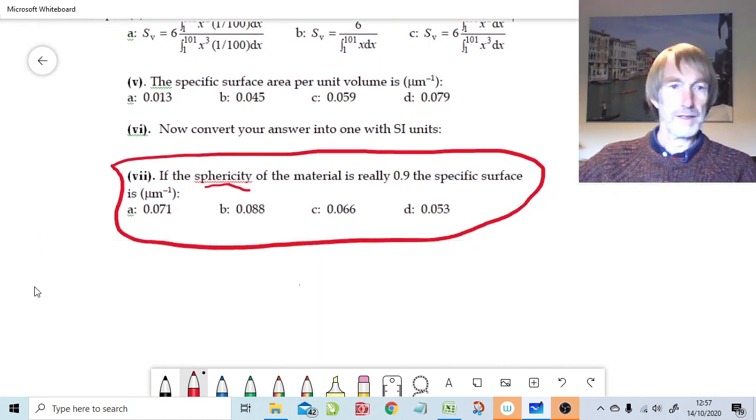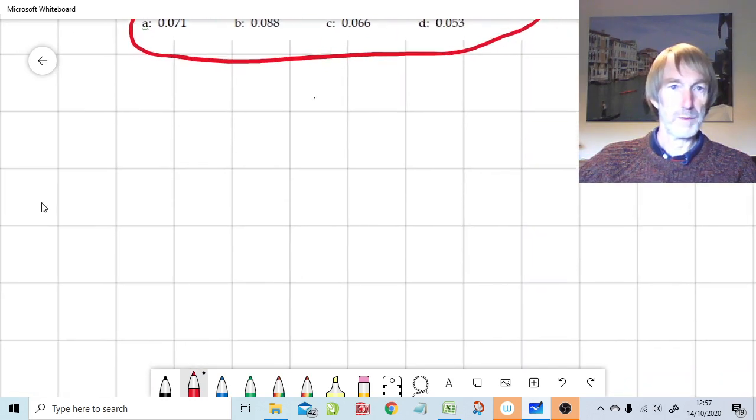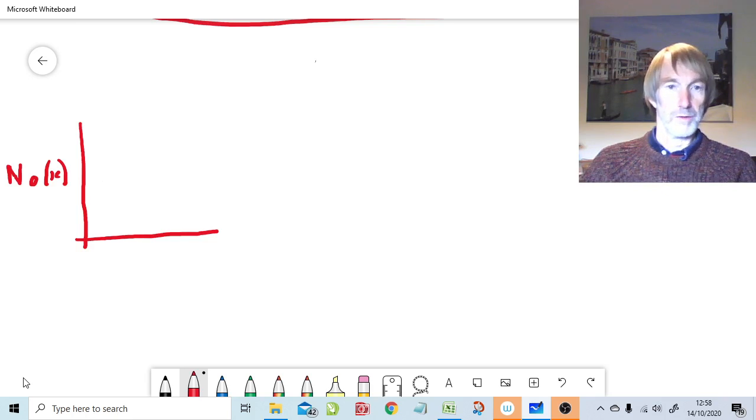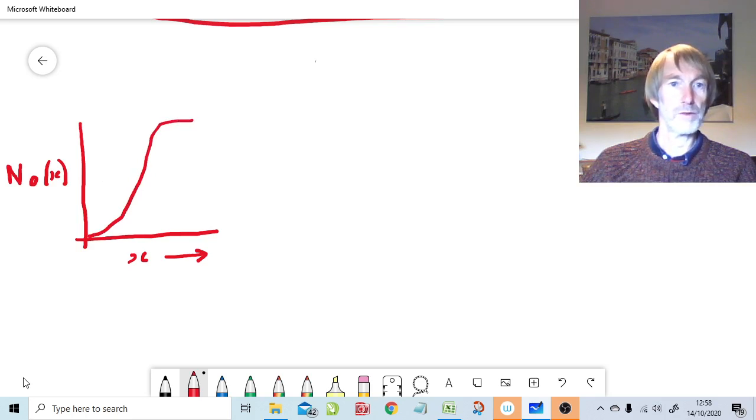Okay, I think I need to set the scene a little bit. I want to leave a bit of space for some calculations, so let's set the scene down here. This sort of thing is what we were discussing in the previous questions. It's about the distributions. A cumulative number distribution would look something like this. We're using capital N0 for cumulative number, and that's against particle size. We're using x for particle diameter, not d, otherwise we'll end up with too many d's when we start to do differentials, and that goes up to 1.0.